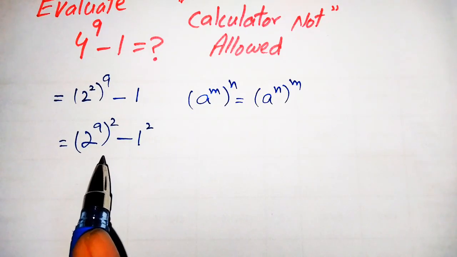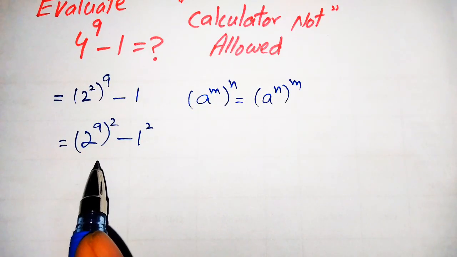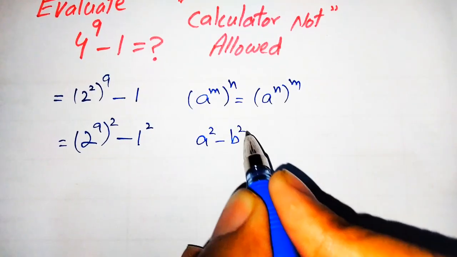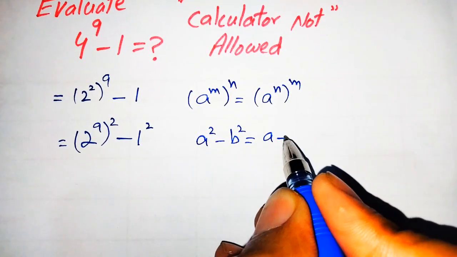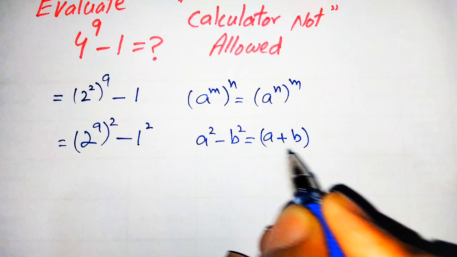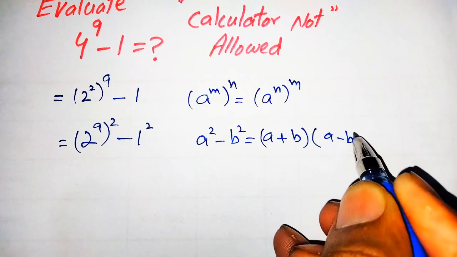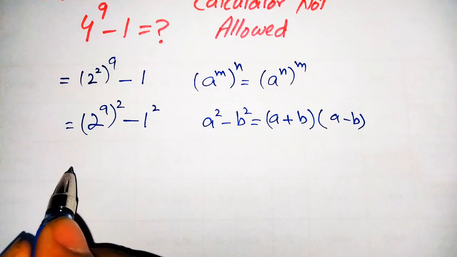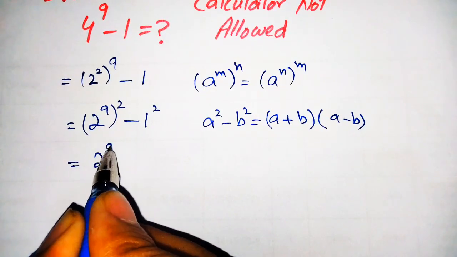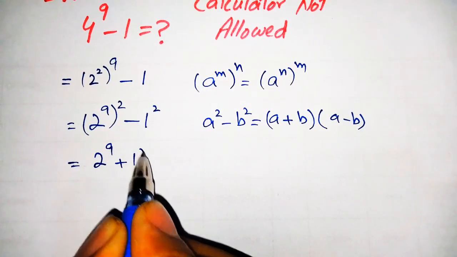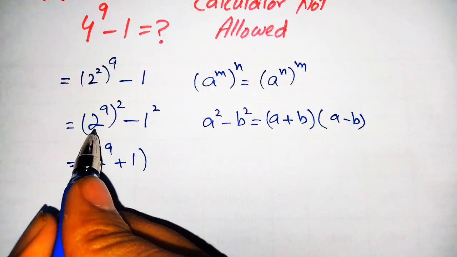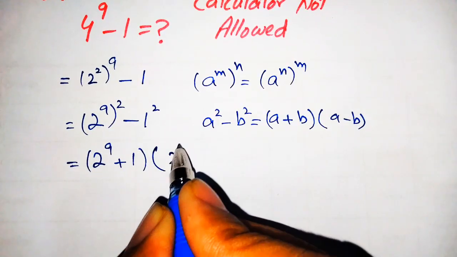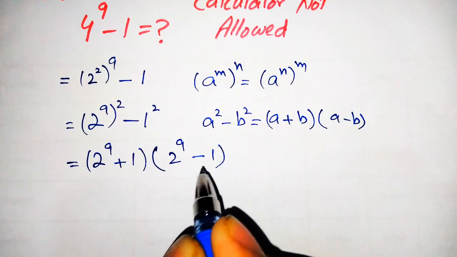Now we can see that it is in the form of the famous mathematical formula a square minus b square is equal to (a plus b) times (a minus b). So according to this formula we can write this term as (2 raised to power 9 plus 1), where a is 2 raised to power 9 and b is 1, times (2 raised to power 9 minus 1).